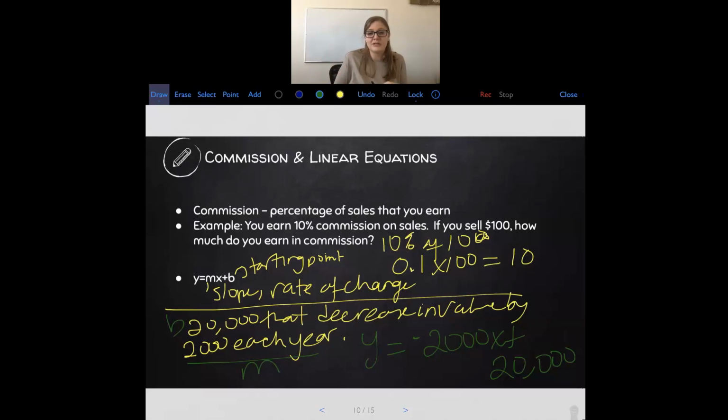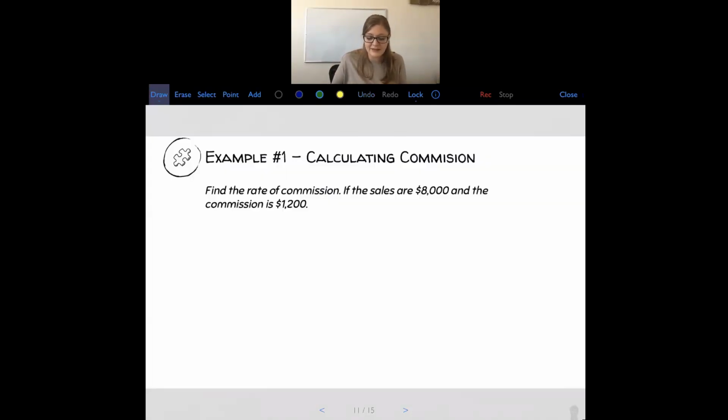So these couple of points will help us in our next set of problems. First, we'll learn to calculate commission. So just finding the rate of commission. Find the rate of commission if the sales are 8,000 and the commission is 1,200. You can think of these as part, percent, and whole. In this case, this is the whole, or the number of sales.